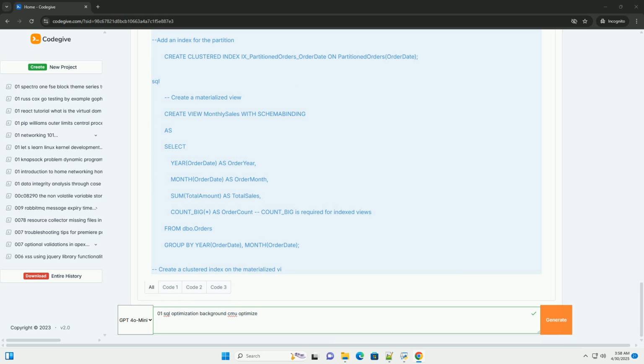Materialized views require storage space. The materialized view needs to be updated whenever the underlying data changes, either manually or automatically. SQL Server provides automatic materialized view maintenance.